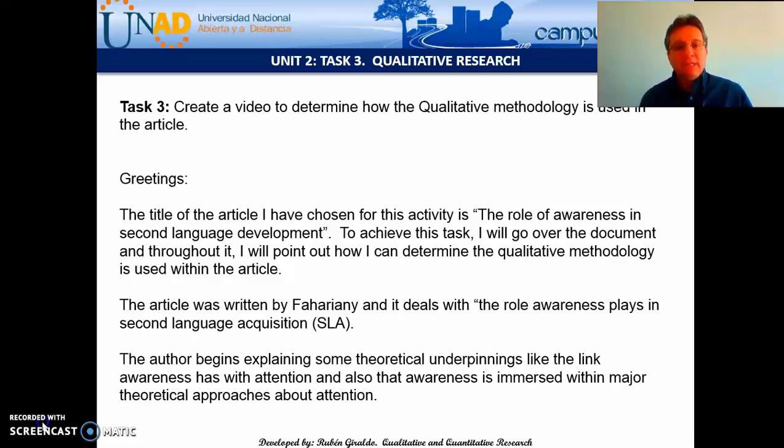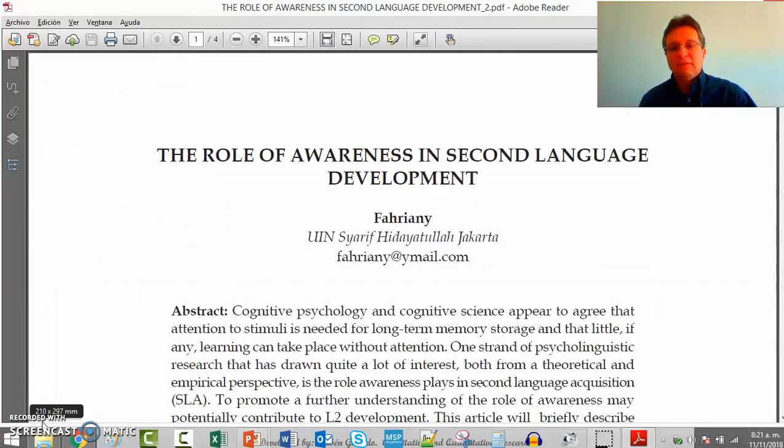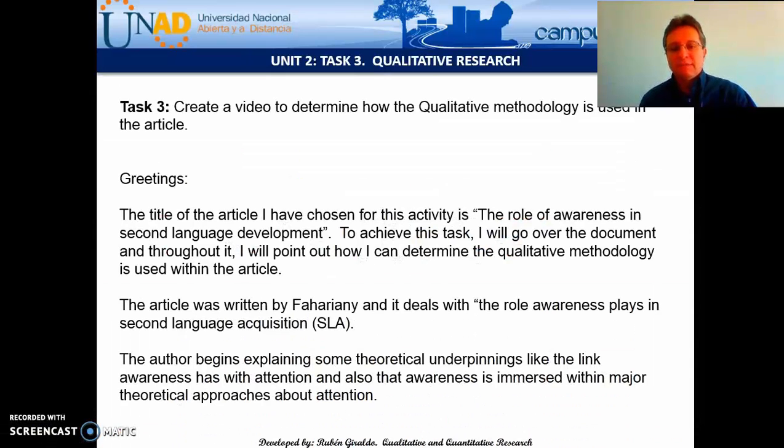Task 3 is to create a video to determine how the qualitative methodology is used in the article. Greetings. The title of the article I have chosen for this activity is The Role of Awareness in Second Language Development. To achieve this task, I will go over the document and throughout it, I will point out how I can determine the qualitative methodology is used within the article.